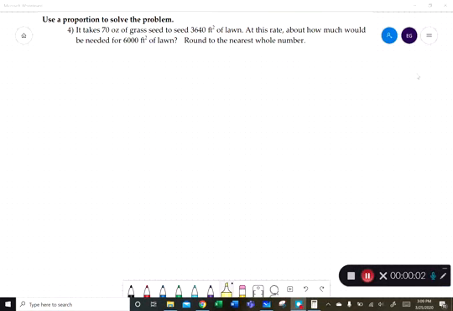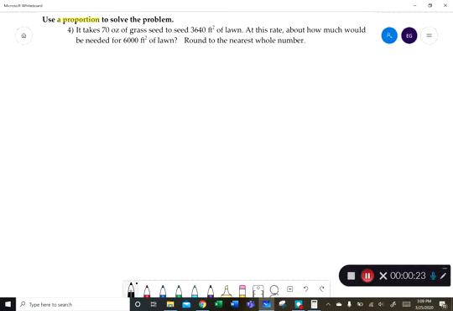All right, it takes 70 ounces of grass seed to cover 3,640 square feet of lawn. At this rate, how much would be needed for 6,000 square feet of lawn? Round to the nearest whole number. Okay, so if we look at the original directions, use a proportion to solve the problem.